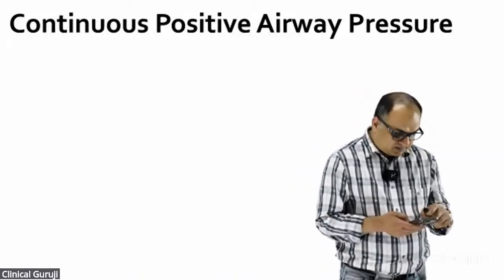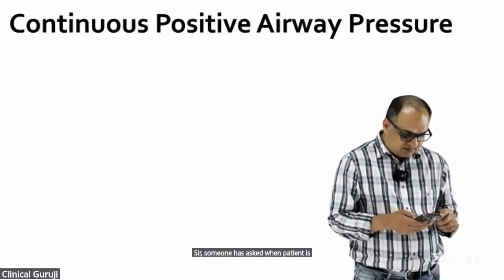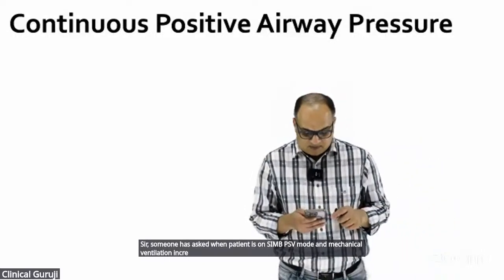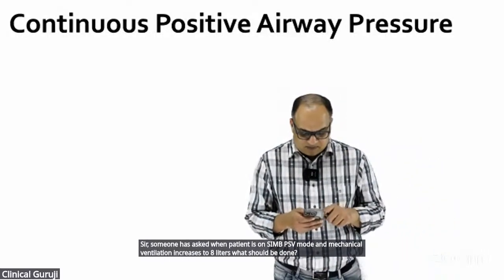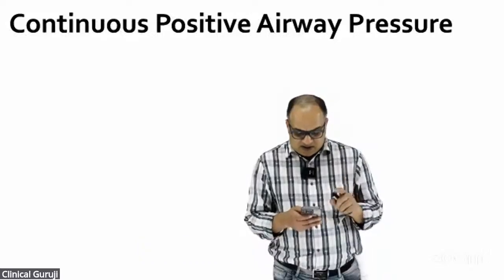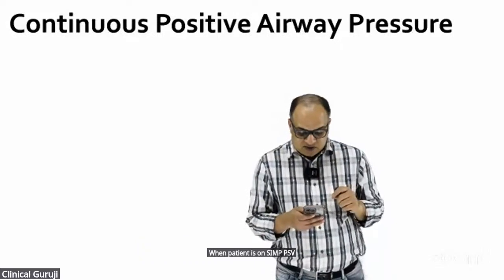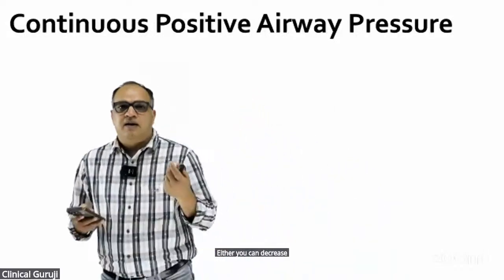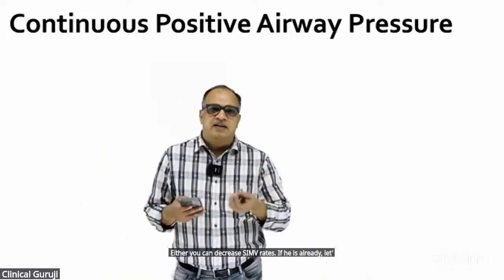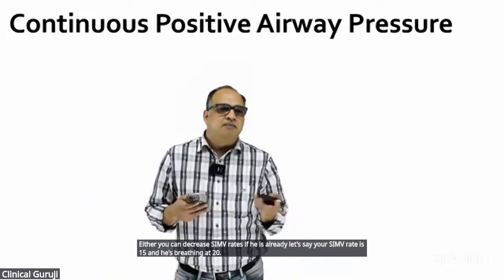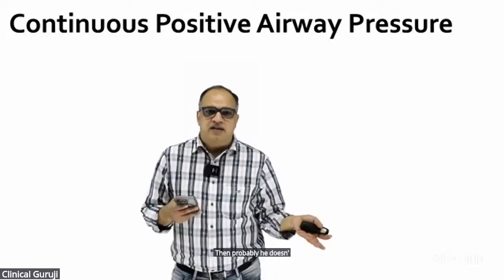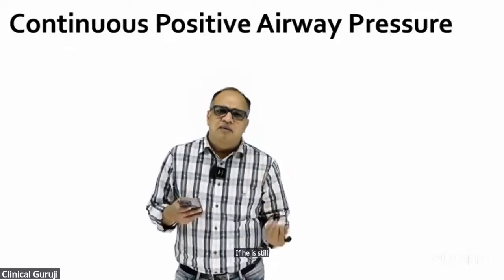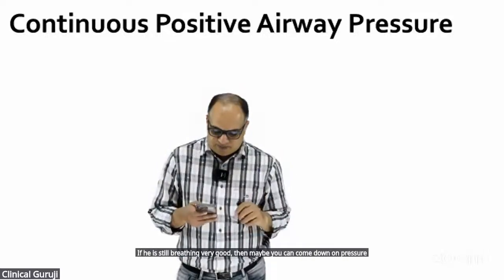So someone has asked, when patient is on SIMV PSV mode and mechanical ventilation increases to 8 liters, what should be done? Either you can decrease SIMV rates. Let's say your SIMV rate is 15 and he's breathing at 20, then probably he doesn't need your SIMV rates. You can come down on SIMV rates. If he's still breathing very good, then maybe you can come down on pressure support also.